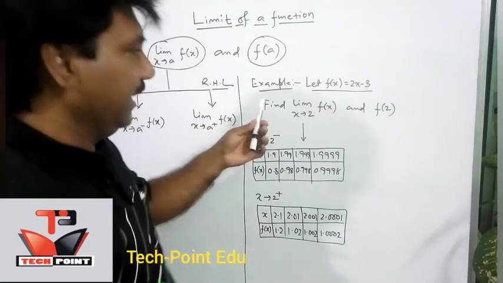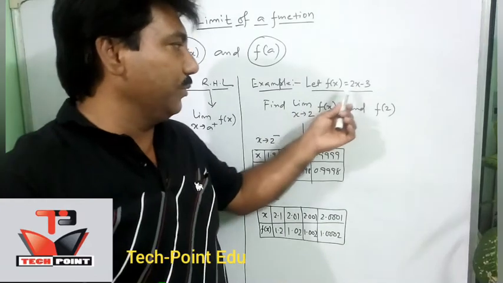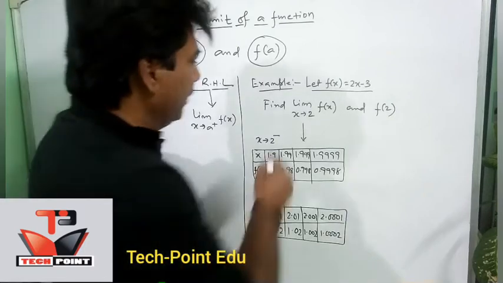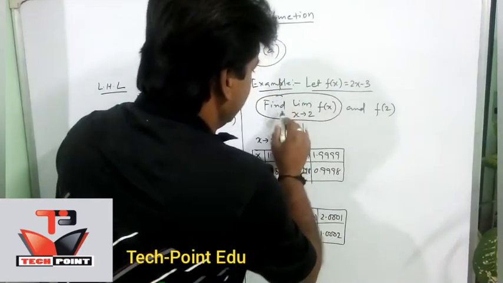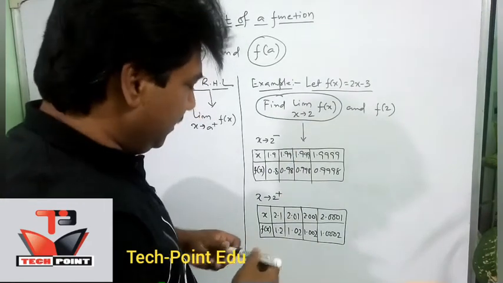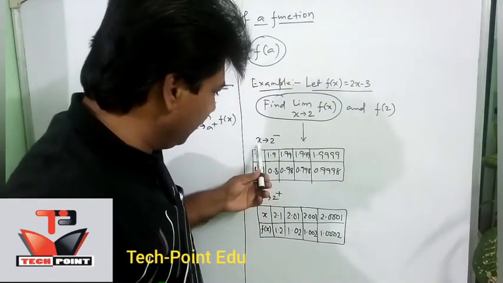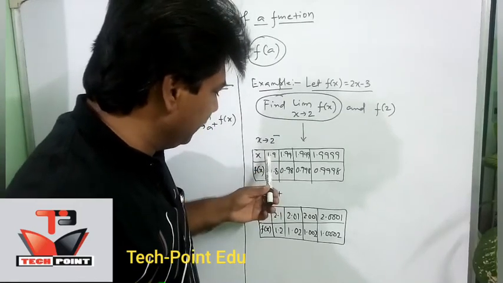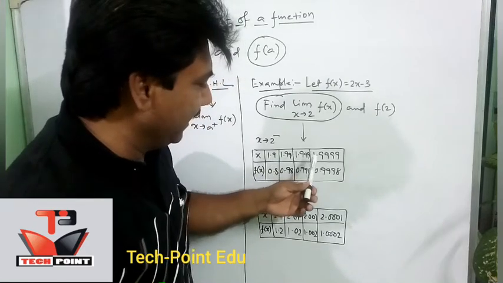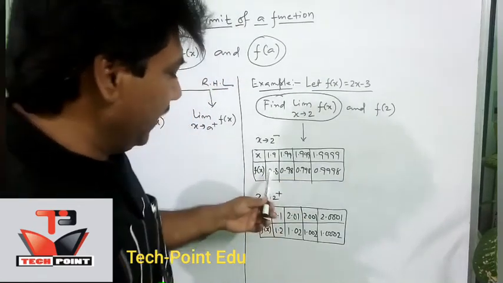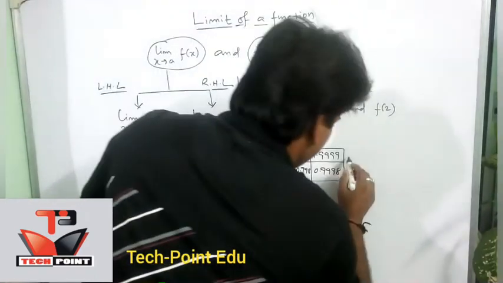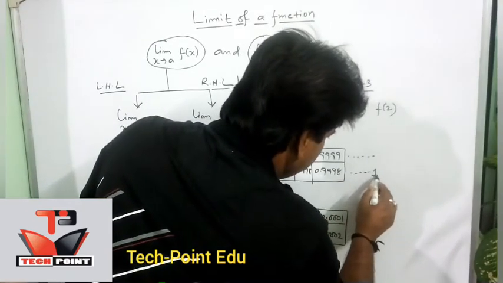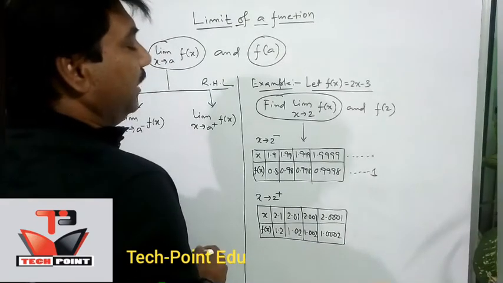One example I have shown here, that you check f of x is equal to 2x minus 3. Suppose we are going to find limit x tends to 2 of f of x. For that I have found the values of x when x is 2 minus. That means x is gradually decreasing. That means 1.9, 1.99, 1.999, 1.99999. In that way I have taken values. And if I increase the values, this will be near about 1. It will be going nearer to 1.